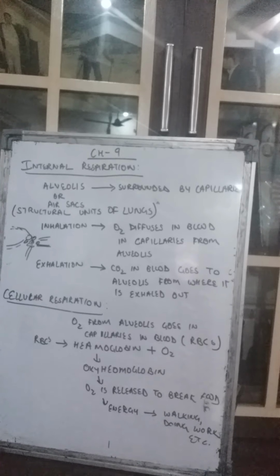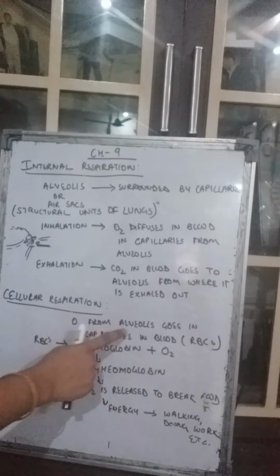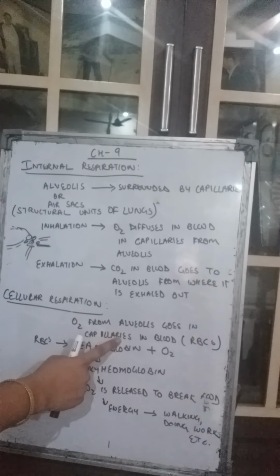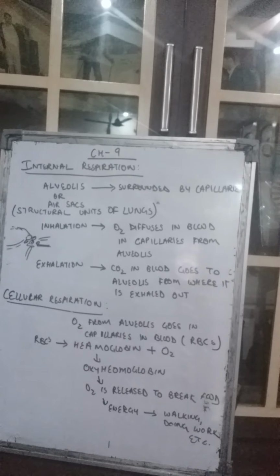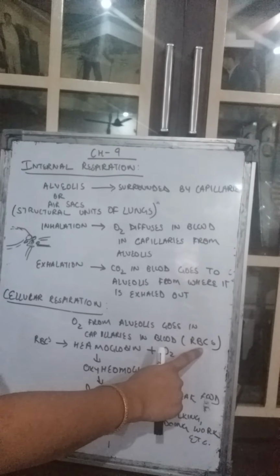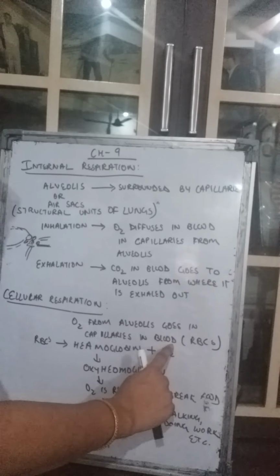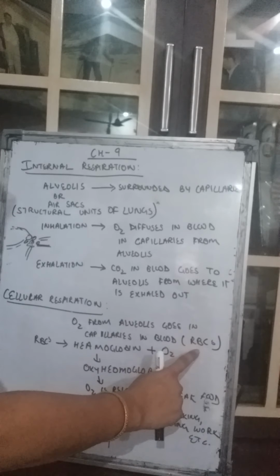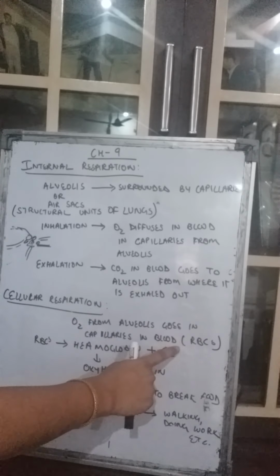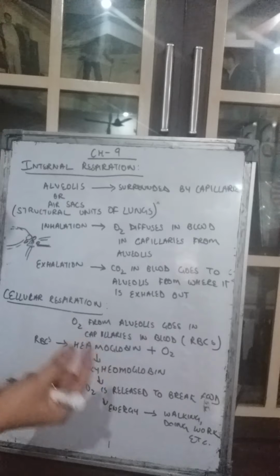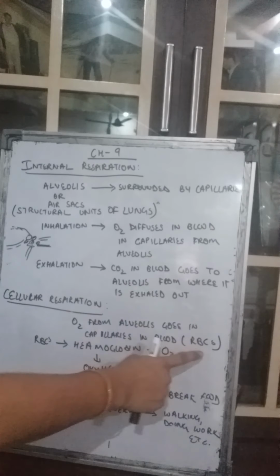What happens in the cellular respiration? The oxygen from the alveoli goes into the capillaries. You know that very well. And from capillaries it goes into the blood, because capillaries have blood only. In the blood there is a part called RBCs, that is the red blood cells. Blood also has different components: red blood cells, white blood cells, and platelets. Okay, so the oxygen will go in the RBC section. There are three different sections. It will go in the RBC section.